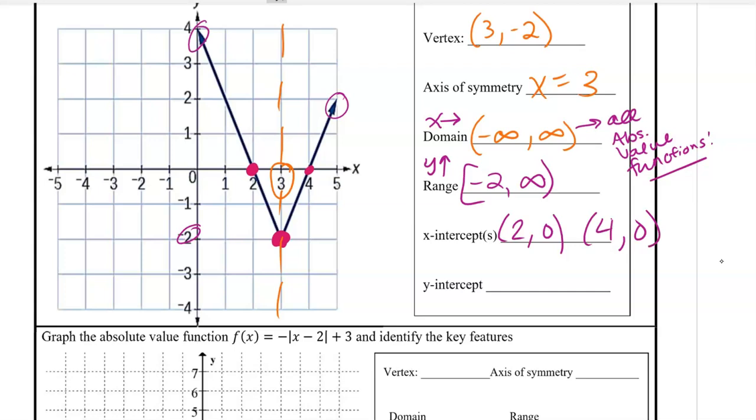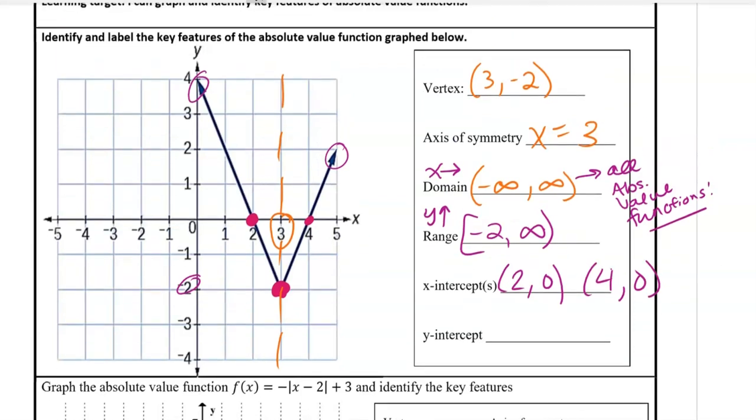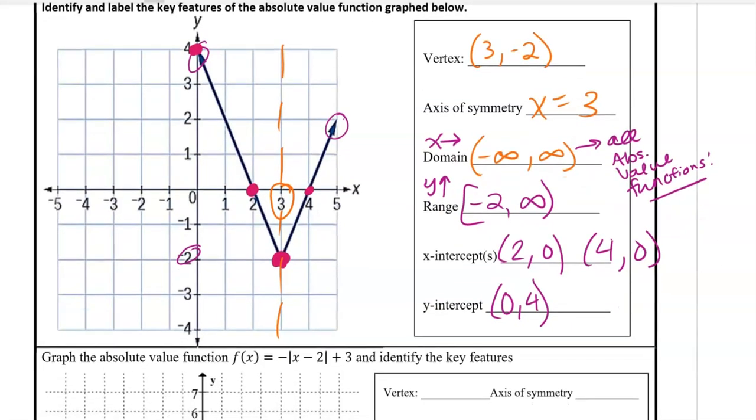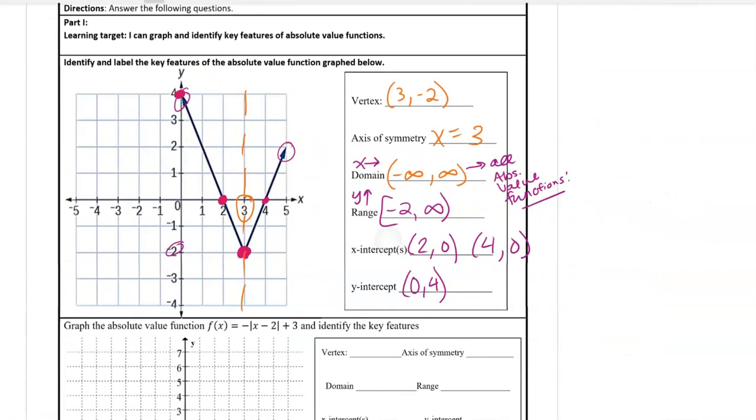All right, for the y-intercept, where does our graph cross the y-axis? Well, it kind of cuts off here, but it looks like it's about to cross right there at 4. And when we write the y-intercept, we write it as a coordinate point. Awesome. Okay, moving along.